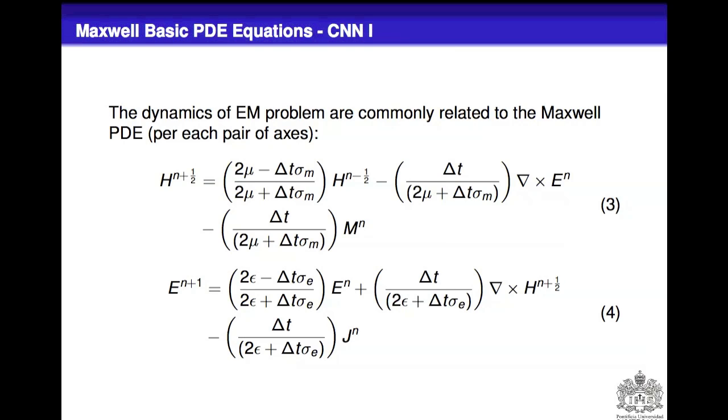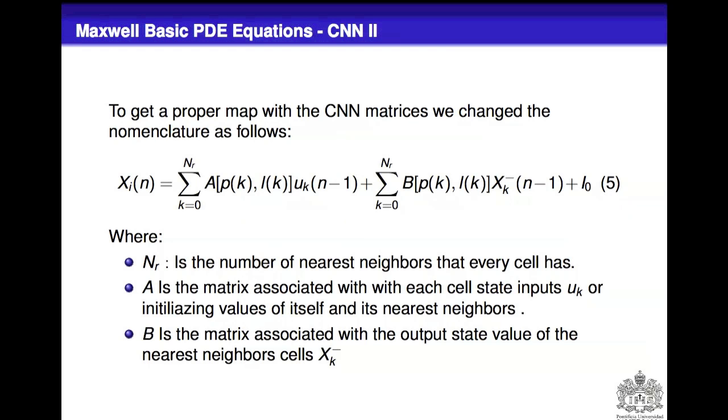You can see other parameters such as mu, the magnetic permeability, and sigma m, the magnetic conductivity, and epsilon, the electrical permittivity, and sigma e, the electrical conductivity. This is the most important approximation, the discretized Maxwell PDE equation. If I want to map this kind of equation, we can arrive from a generalized model of CNN.